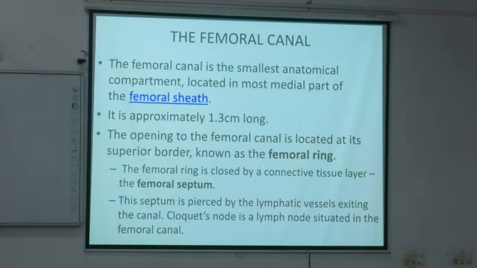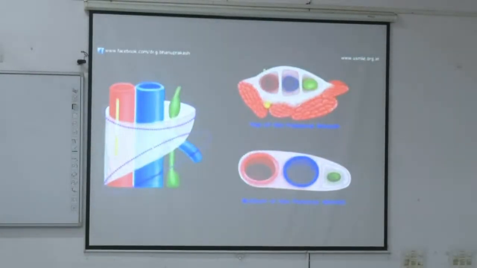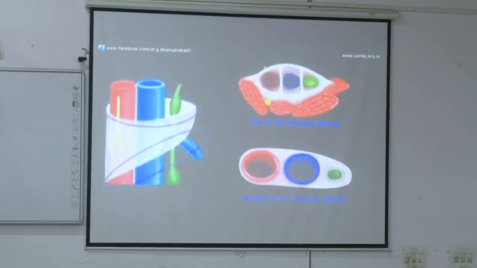Femoral ring is closed by a connective tissue layer that is known as femoral septum, and this septum is pierced by the lymphatic vessels exiting from the canal. Cloquet's node is a lymph node situated within the femoral canal. This name is important, Cloquet's lymph node. This deep inguinal lymph node is known as Cloquet or Rosenmuller lymph node. Next. Here is the femoral canal containing the lymph node.